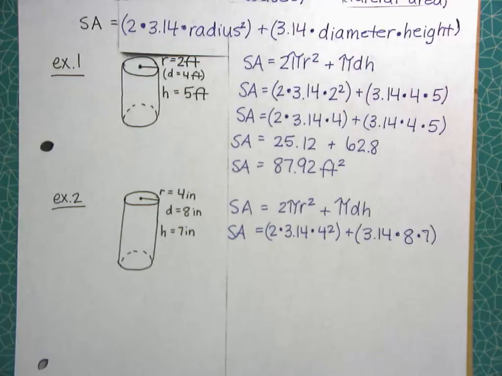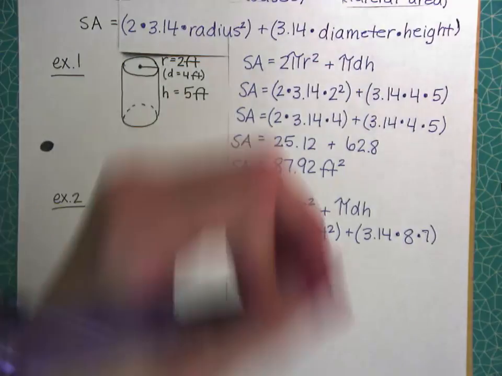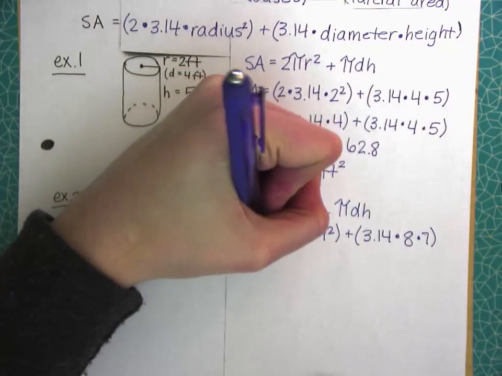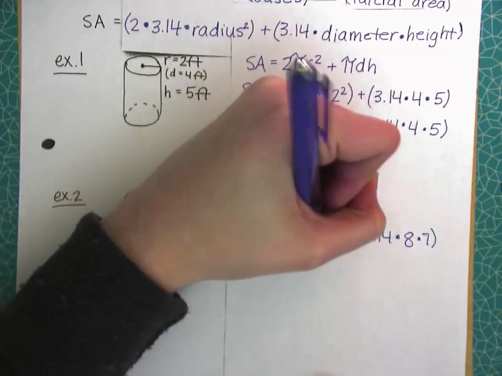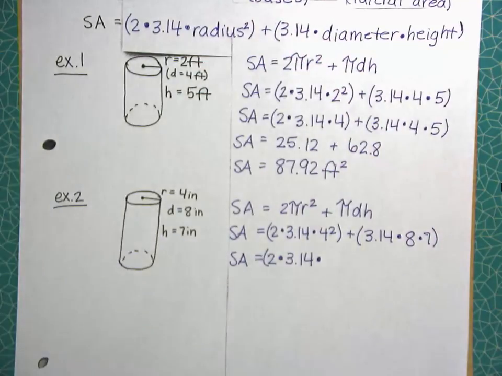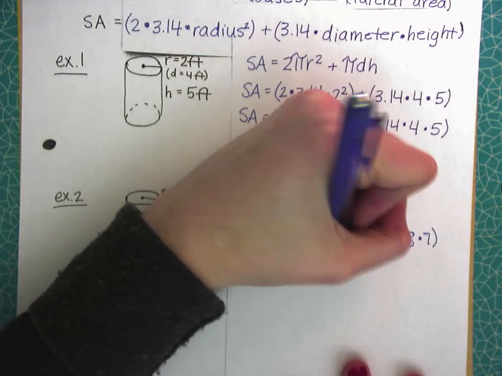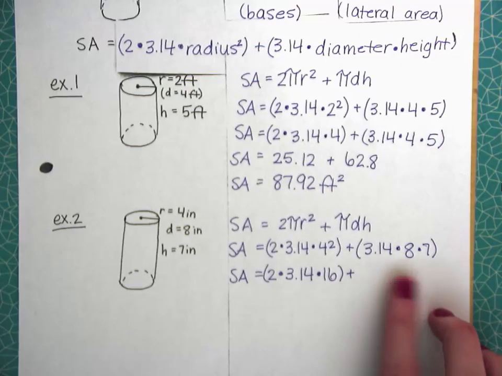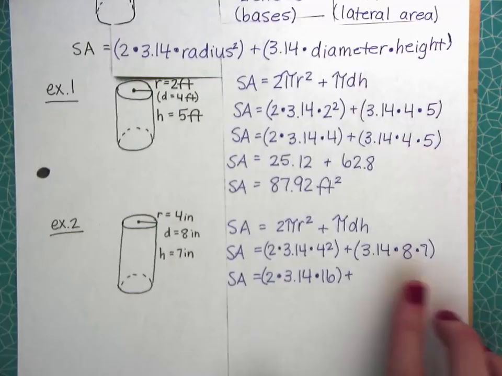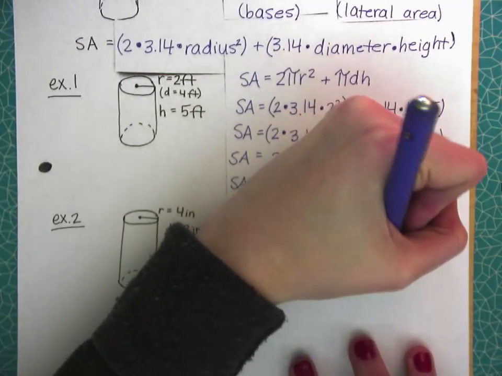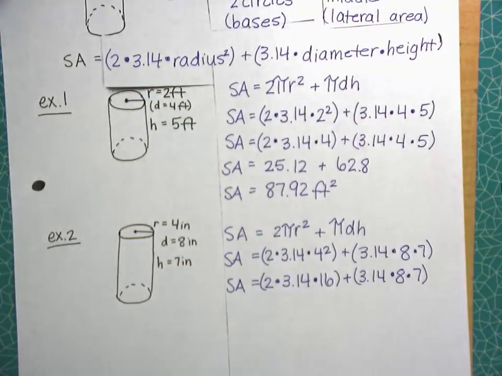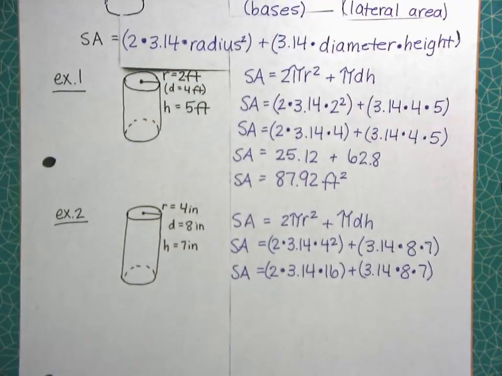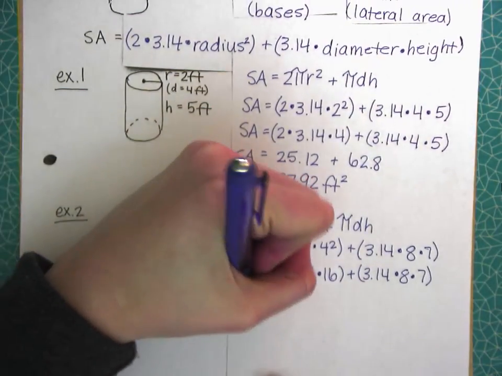Find the exponent. I need to take care of the exponent. So I'm going to have 2 times 3.14 times 4 squared, which is what? 16. Now, did I do anything to this right side? No. So it's going to stay the same. Okay? What can I do next? I'm going to multiply each of those sets of numbers together.